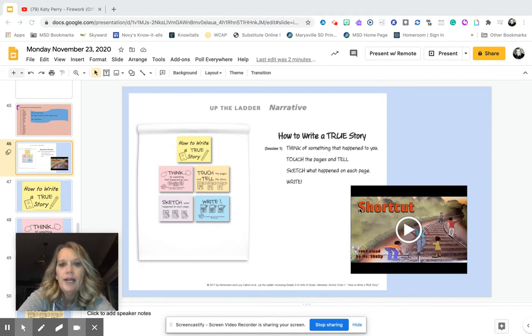So, how to write a true story. Writers use lots of strategies to get their story idea. Here is one way to get going for writing a true story.